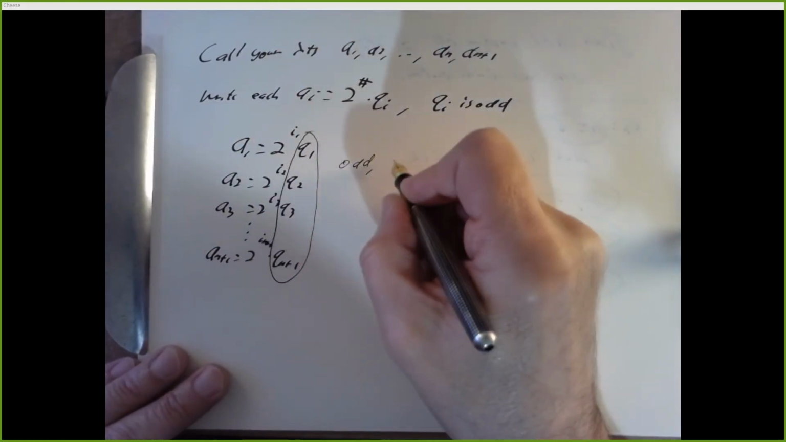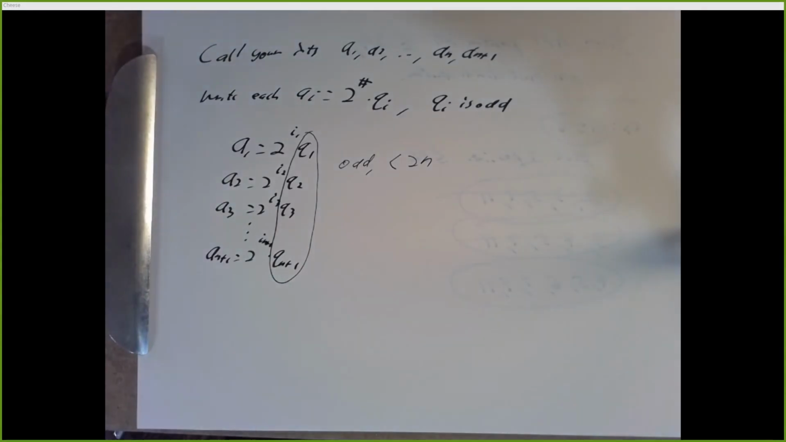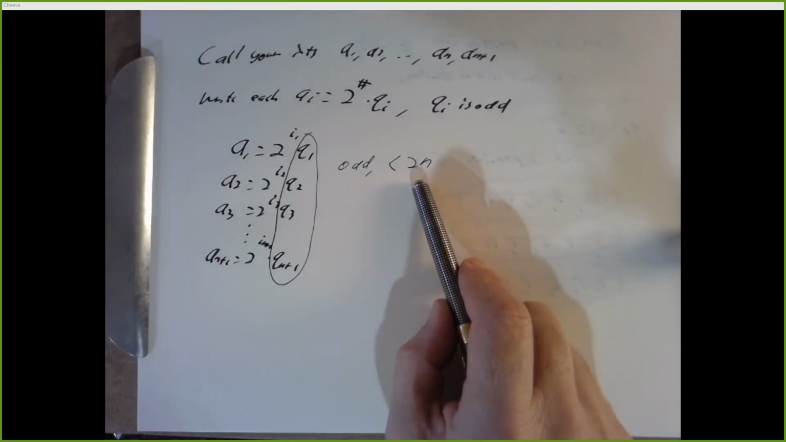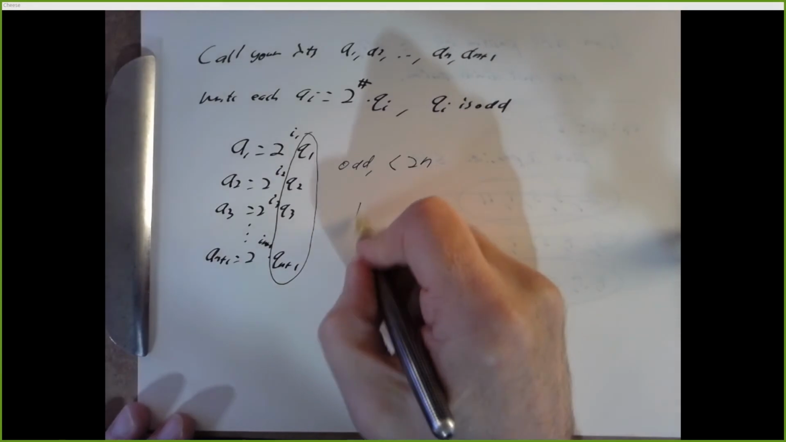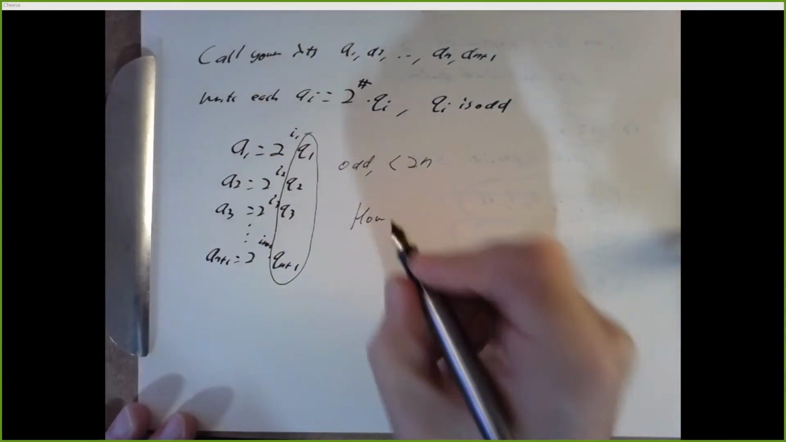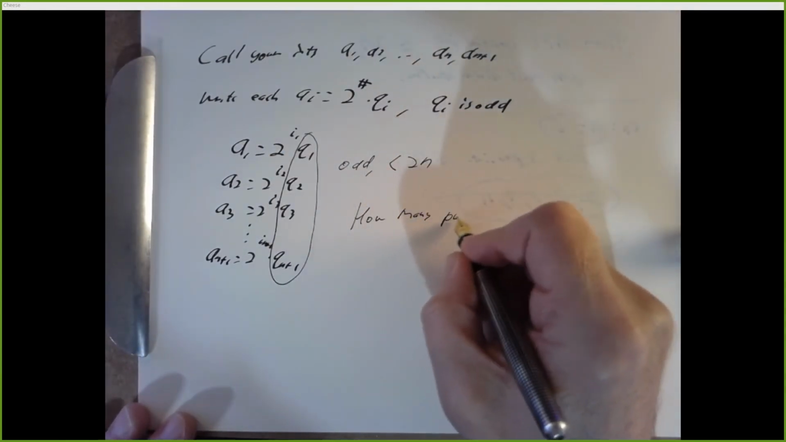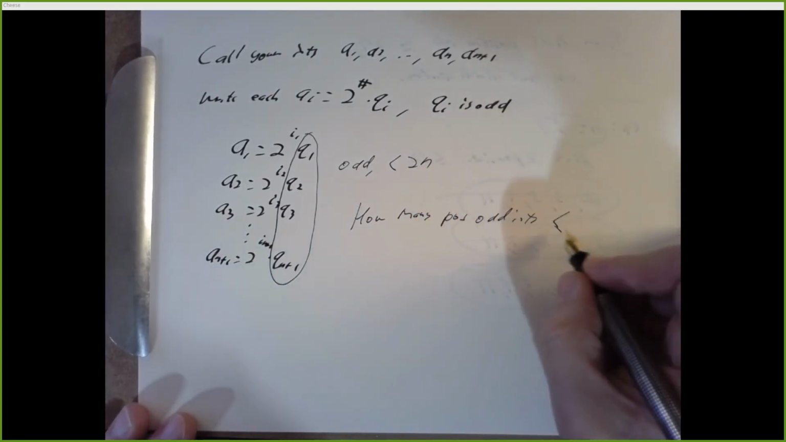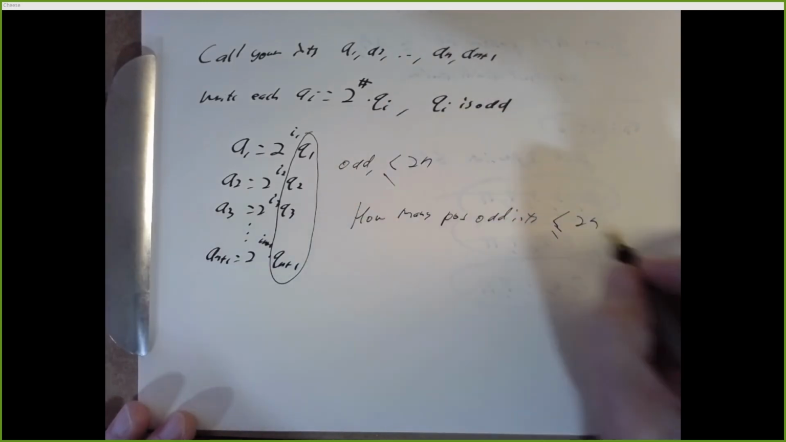Okay, if we look at all of these q_i, these are each odd, and they're each less than 2 to the n, because each of these a's themselves is less than or equal to 2 to the n, but 2 to the n is even. So each of these is an odd number less than 2 to the n. Well, how many odd numbers are there? And each of these is positive. So how many positive odd integers are less than or equal to 2 to the n?